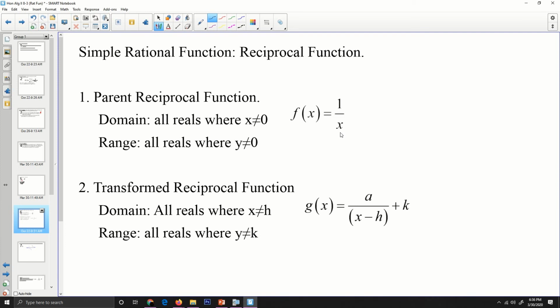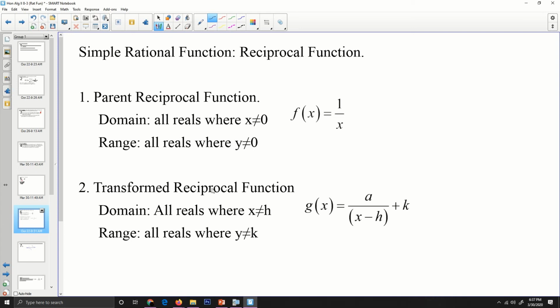Every other real number that you could plug in for x is going to give you a real solution. So the domain is all reals where x is not equal to 0. The range, remember, is the y values. Since this fraction can never actually equal 0, it'll get real close to 0, but it'll never actually equal 0. The range is all of the real numbers where y is not equal to 0.